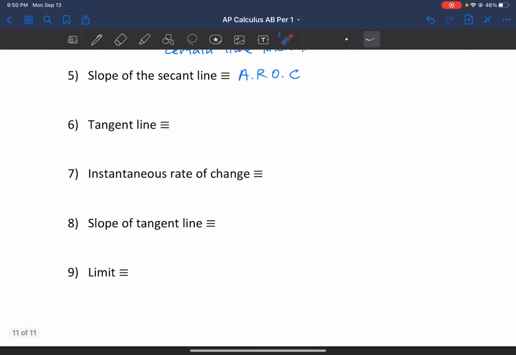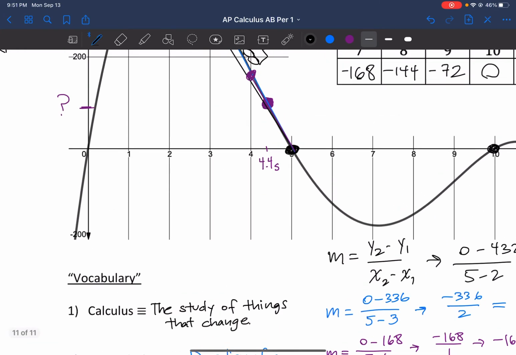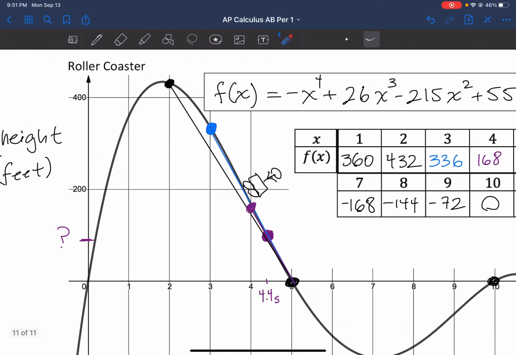Now, a tangent line is a straight line that touches 1 point on a function. Again, a tangent line is a straight line that touches 1 point on a function. So, for example, if I'm trying to find a tangent line here, there are going to be multiple tangent lines, but only one exists when time is 1 second, which is right here.